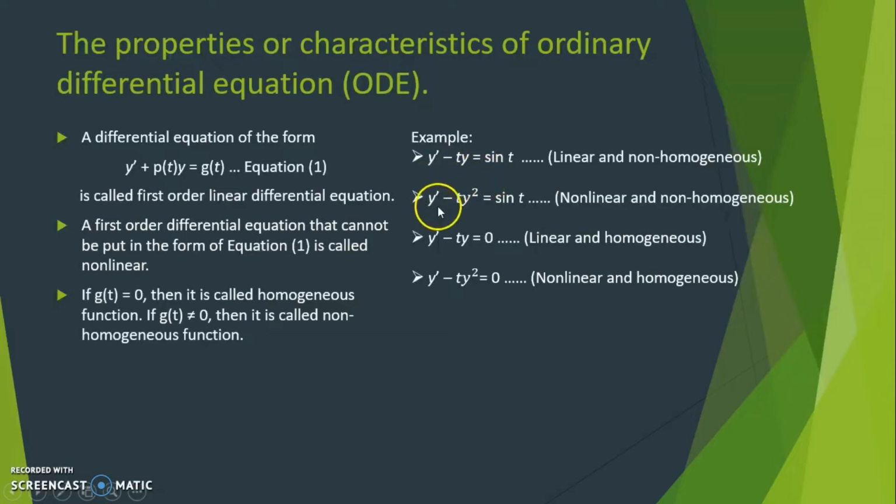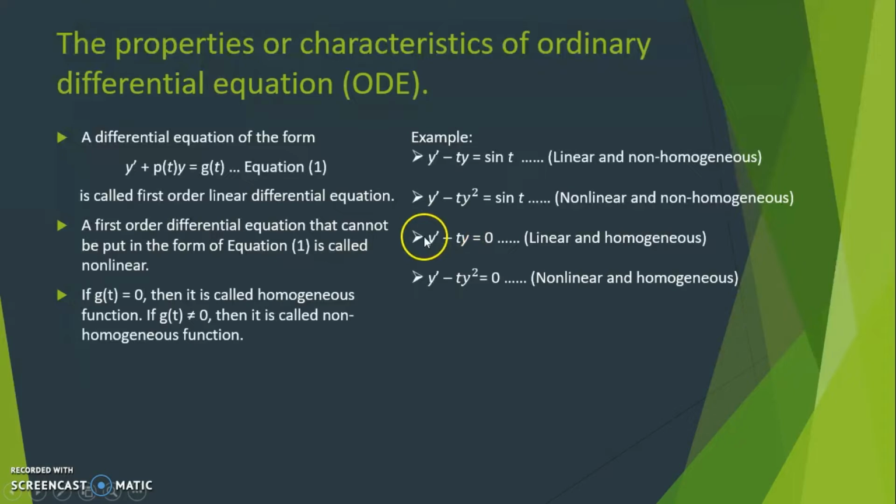We look at example 2. The y prime is similar to this, negative t y squared, but because here is y squared, this equation is not similar to the standard form, so we call it a non-linear and non-homogeneous function.